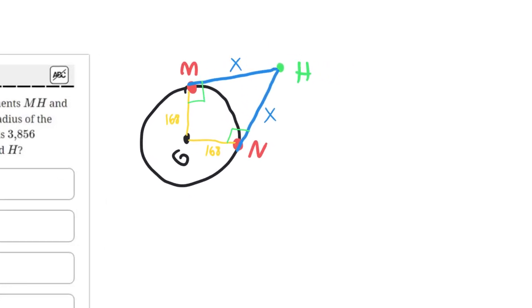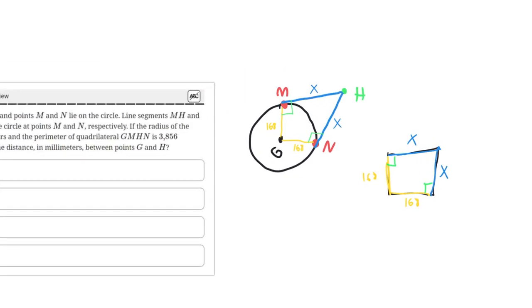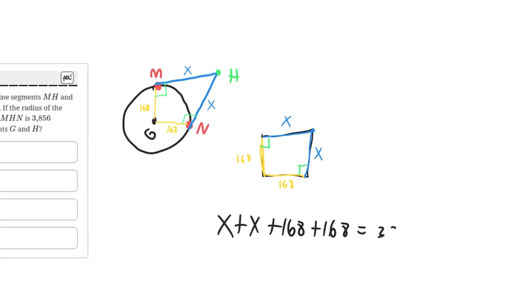So we sort of have this quadrilateral, and I'll just draw it like this for now. Here's the blue parts. We'll call that X, we'll call that X. Here's the yellow parts. We'll call that 168, we'll call that 168. We also know that's 90, that's 90. We have this quadrilateral such that the perimeter equals 3856. So what that means is it's going to be X plus X plus 168 plus 168, and that's going to equal 3856.